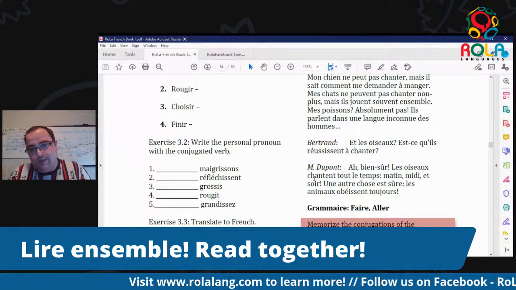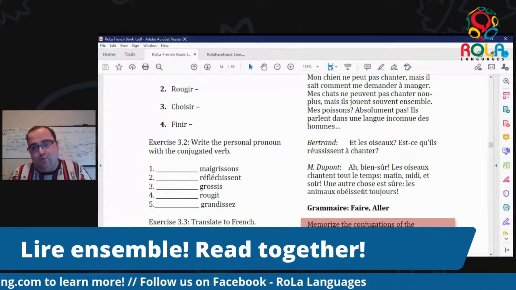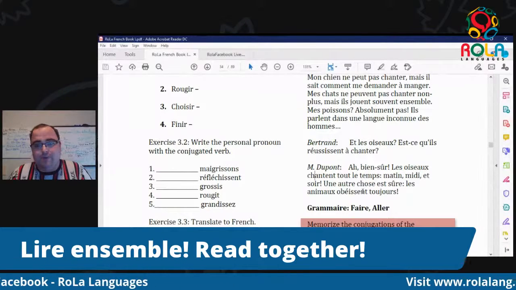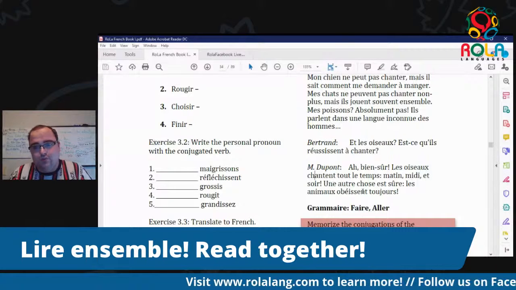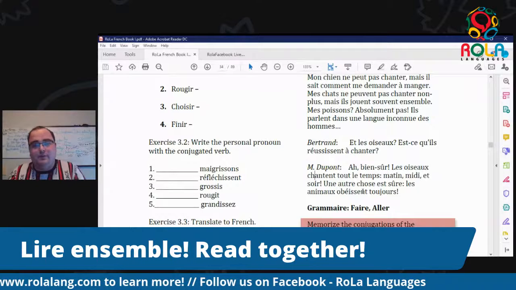Une autre chose est sûre. Another thing is sure. Les animaux obéissent toujours. Obéissent is the verb obéir, which means to obey. Les animaux obéissent toujours. The animals always obey. Bon, très bien tout le monde.